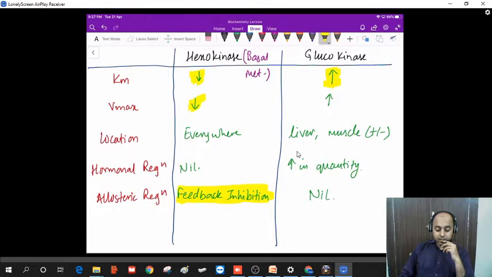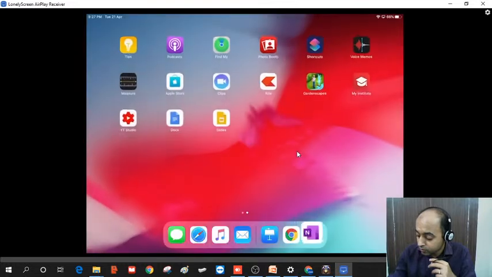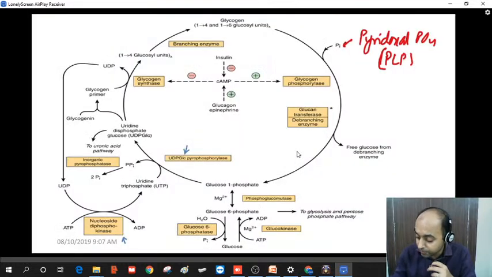I'll quickly repeat another point about the debranching enzyme. Let's go back and see the point for the debranching enzyme.